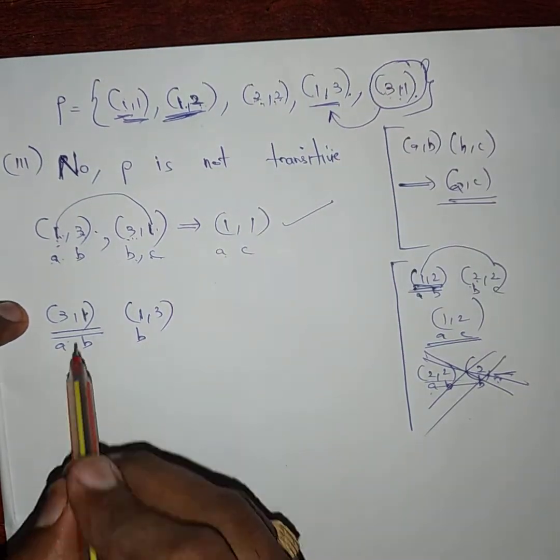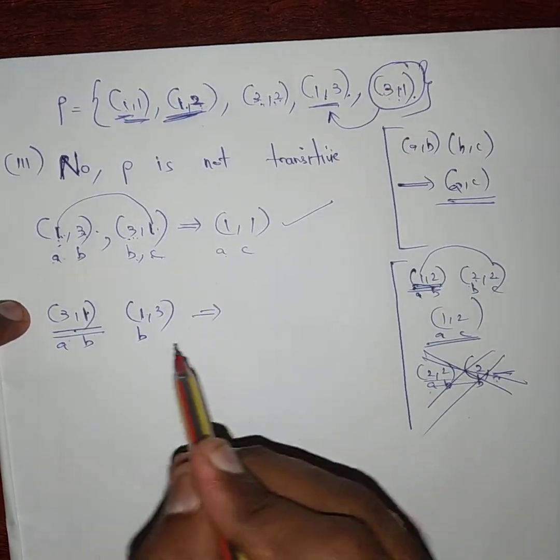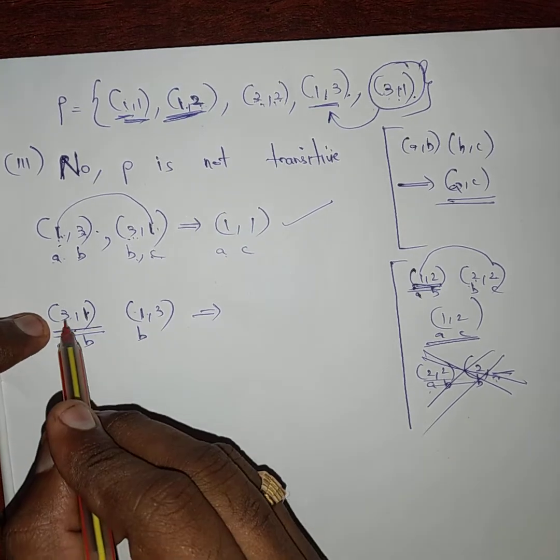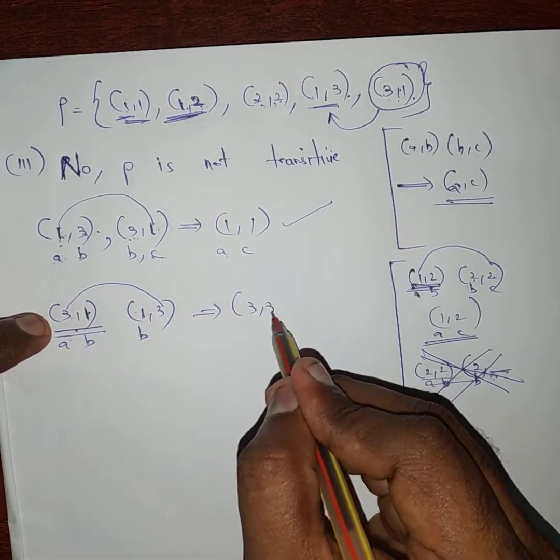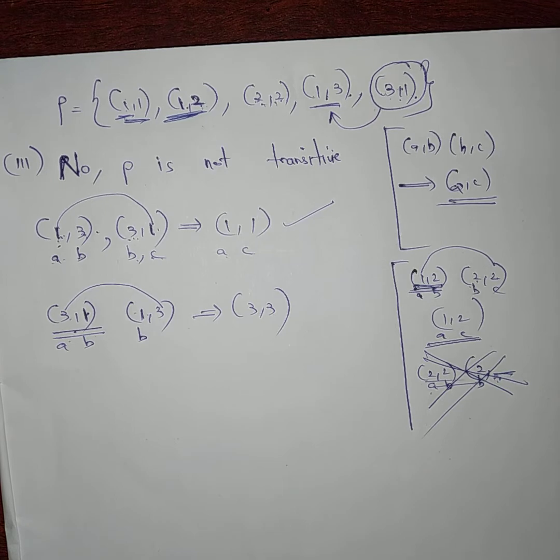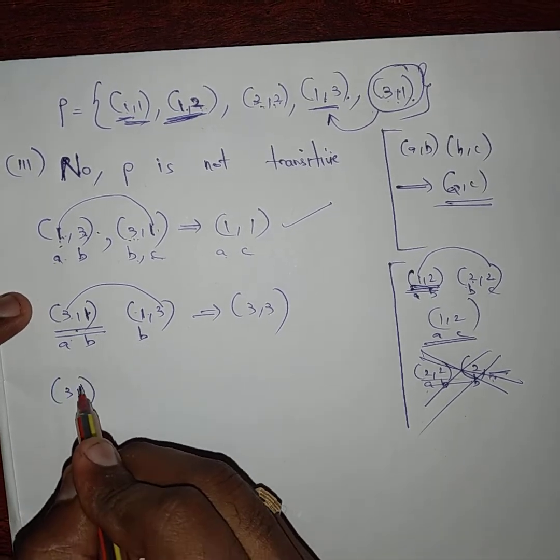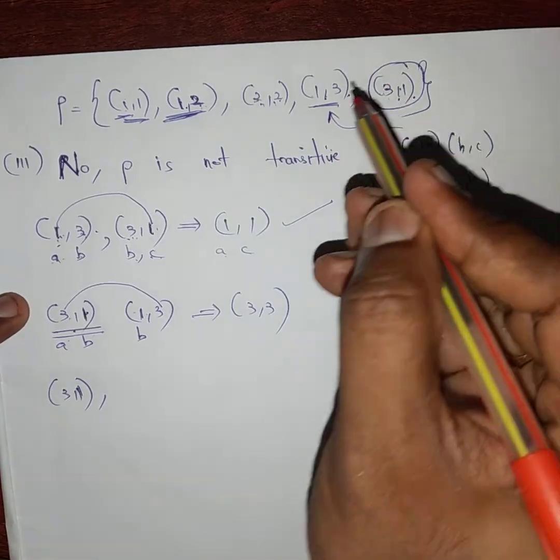I want to check the transitivity. For 3 comma 1 there is 1 comma 3. What should be produced here? From 3 comma 1 and 1 comma 3, there should be 3 comma 3. There is no 3 comma 3. It's not transitive. Another option also, for 3 comma 1, I can take another one.